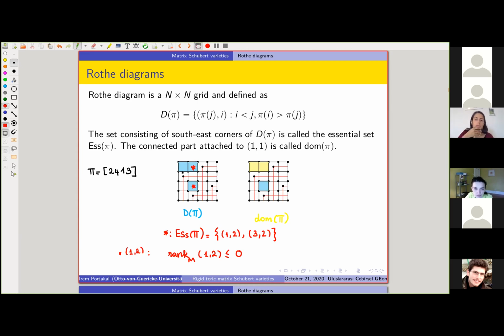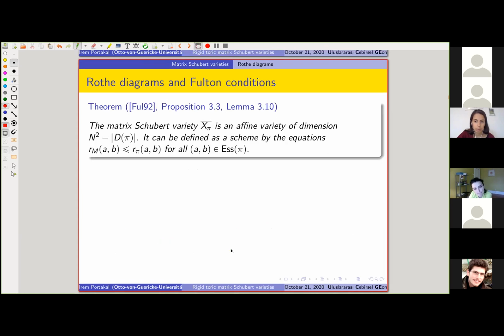So in general, you can maybe realize that whenever you have an essential set in the dominant part, these entries in the matrix should be 0 because there will be no dots in this. So in general, the dominant part will look like this, and this will contain no ones here. So the ranks of all the submatrices that we will consider will always be 0. So this was the first essential set. And the second one is 3, 2. Let's go to the example.